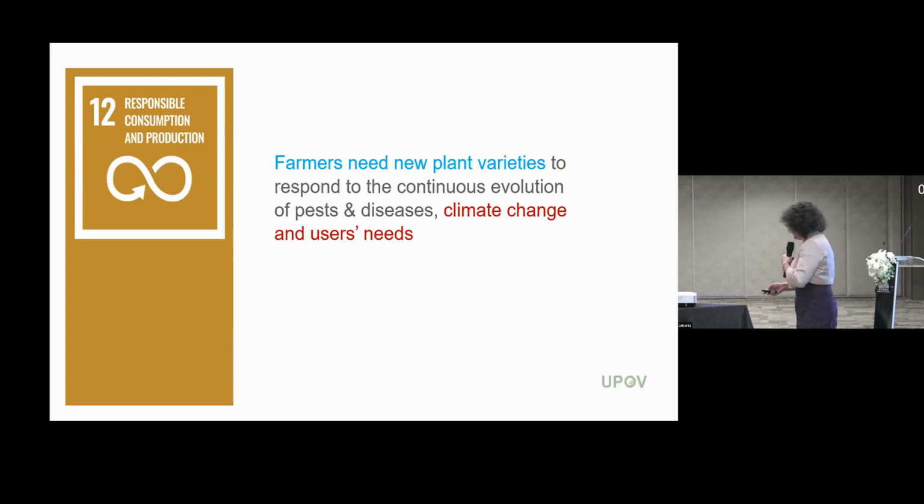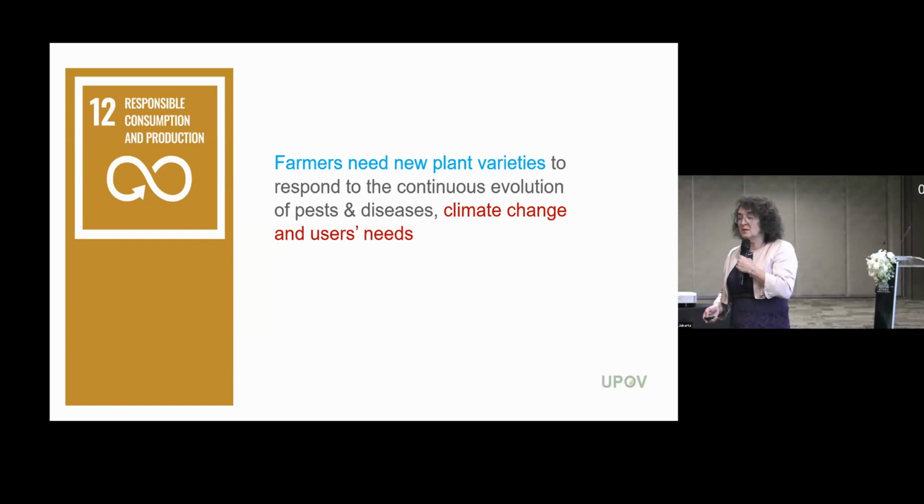So another example here. We look into also Sustainable Development Goal number 12, how we can ensure that while developing new varieties, there is also the awareness that even under the current climatic conditions, there are new diseases, new pests that come also as a result of this climate change. And again, the farmers will need these new varieties to address that.